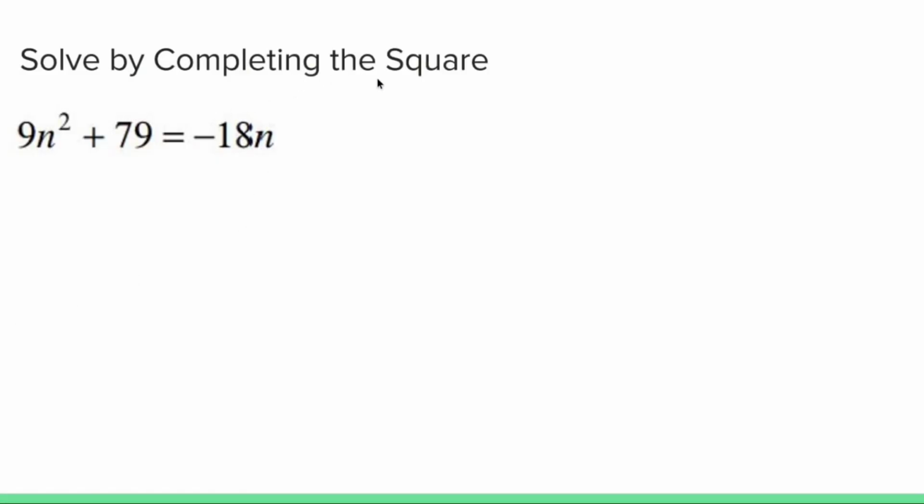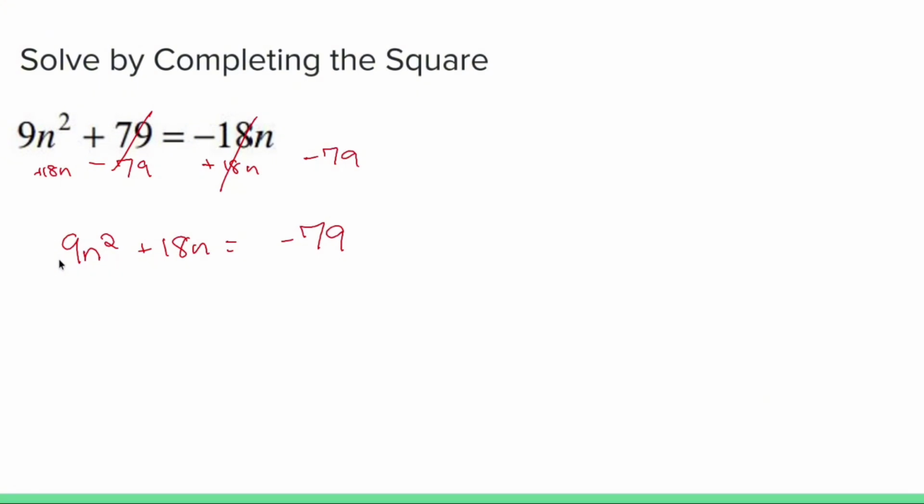Solve by completing the square. In order to solve by completing the square, I have to make sure that my regular number is on the right side and my variables are on the left. So I have to kill two birds with one stone here. I'm going to subtract 79 from both sides, and I'm going to add 18n to both sides. Okay, that crosses out, and that leaves me with 9n squared plus 18n equals negative 79.